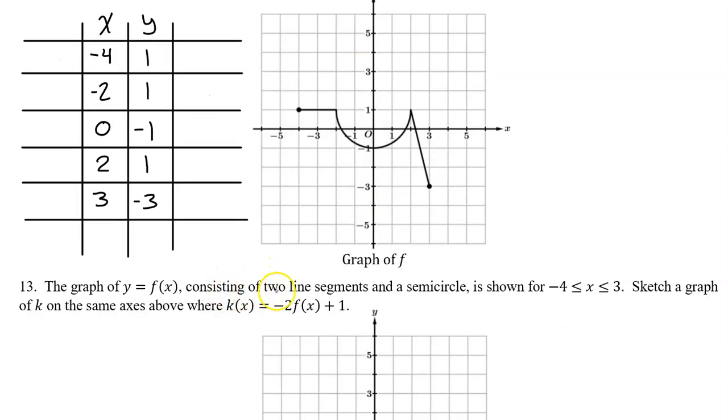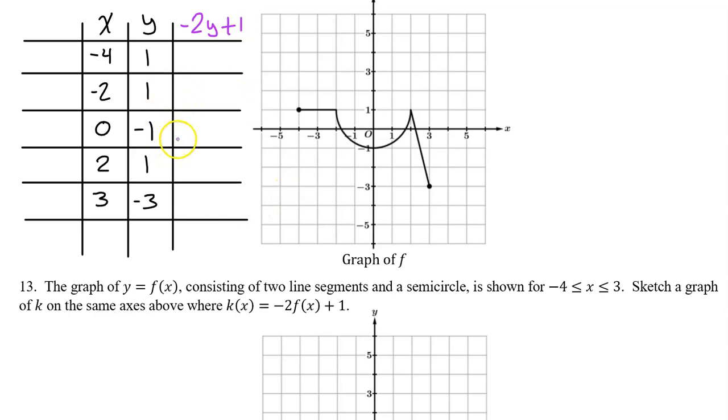Number 13 is the same type of problem, but our new function k of x is -2 times f of x plus 1. So all of the transformations that I see are happening outside the function. So these will all be affecting the y values. So the x values won't actually change. So vertical transformations occur exactly the way they look in the equation. So to find new y values, I can just do -2 times y plus 1.